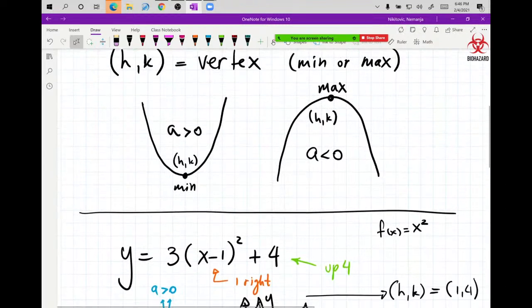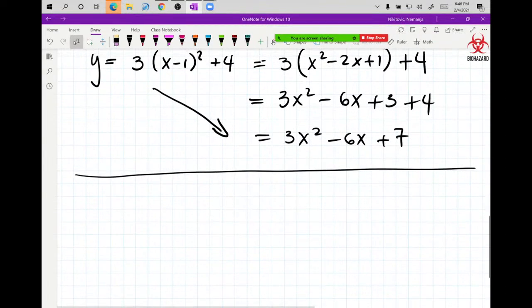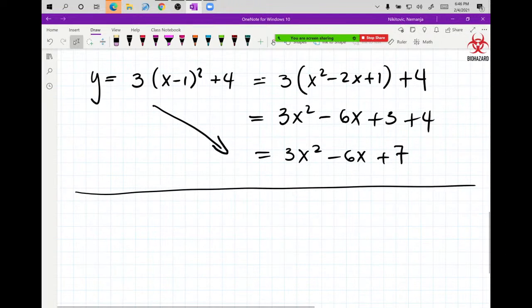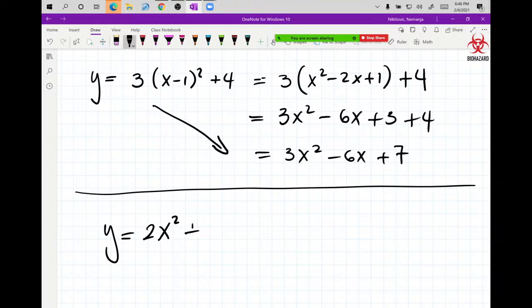All right. It's time to go from ABC form into standard form.